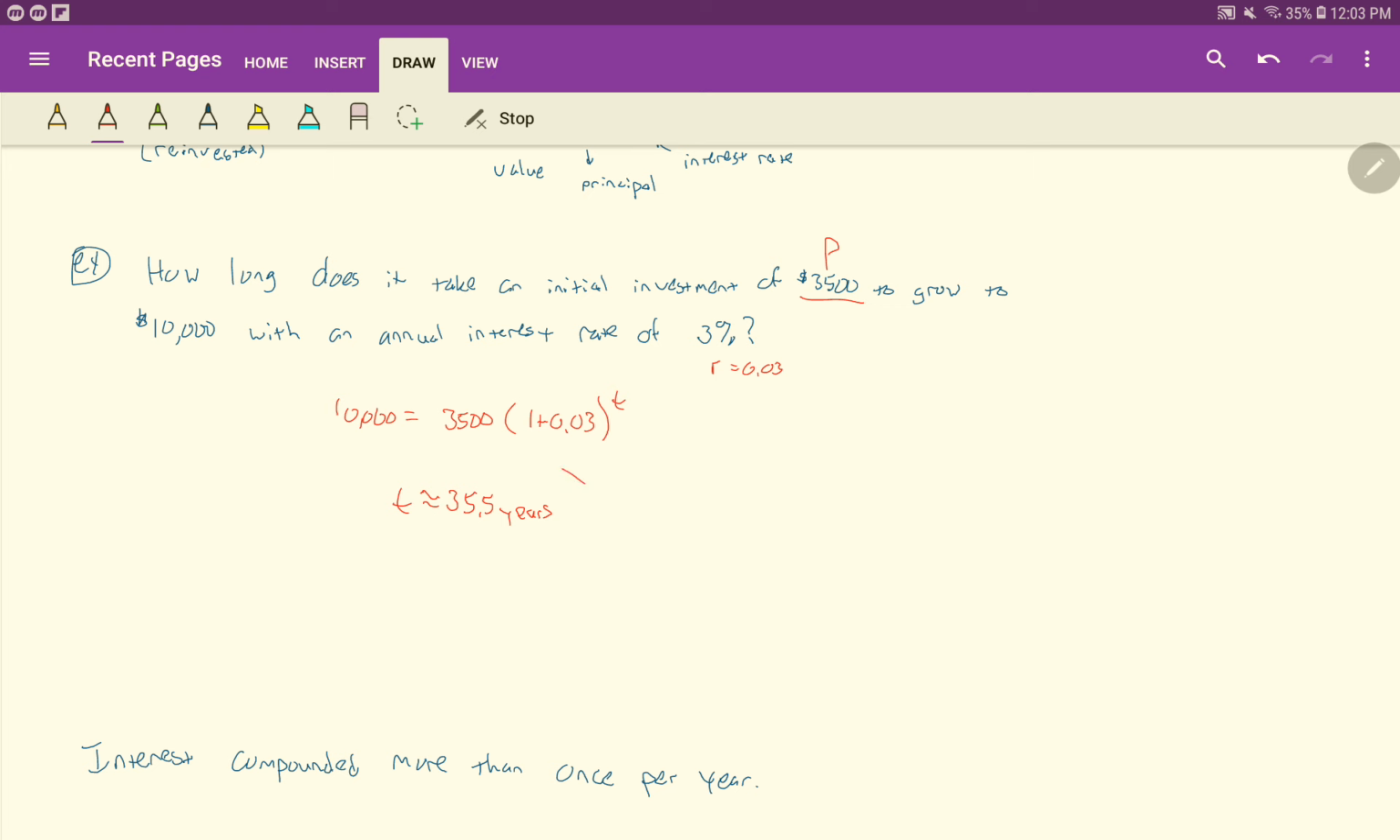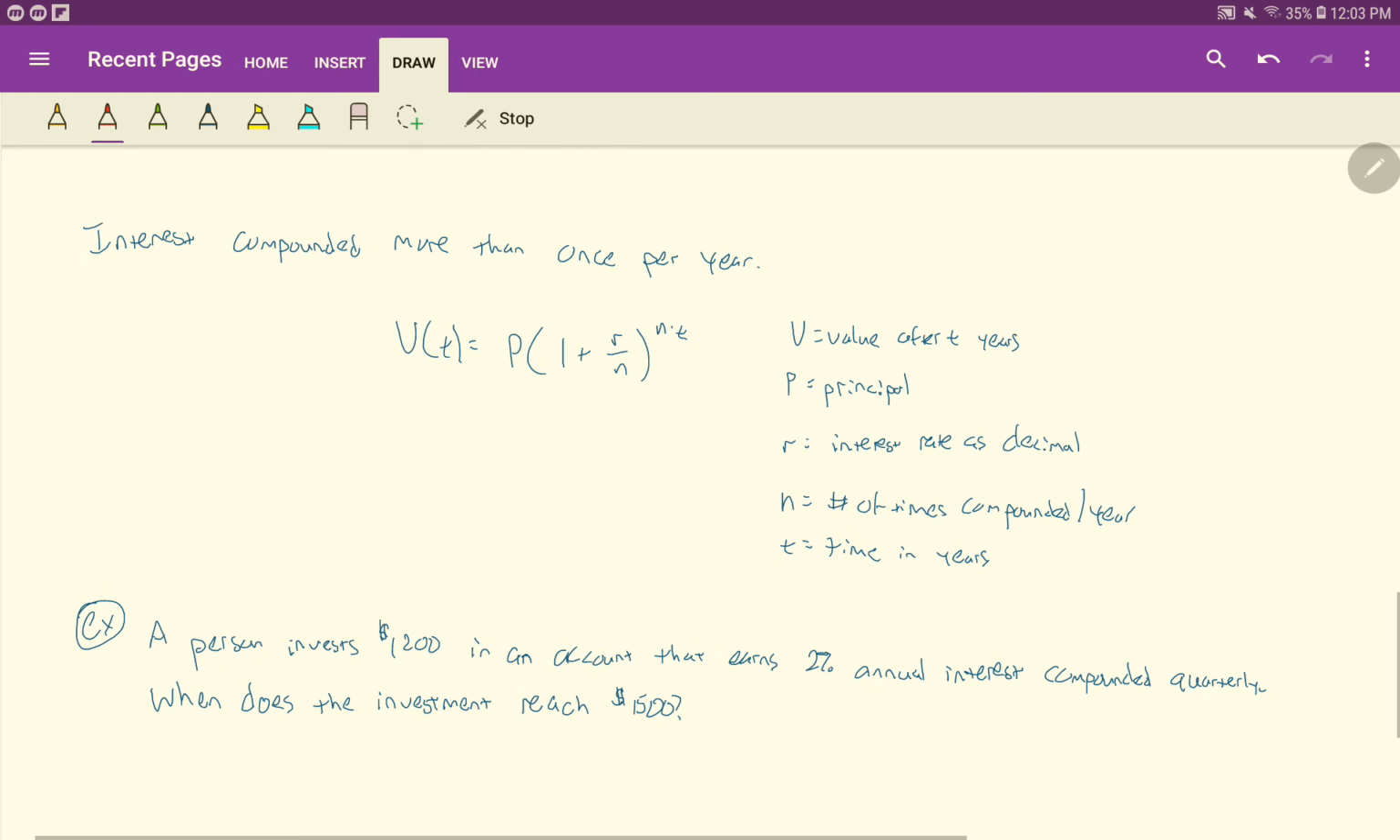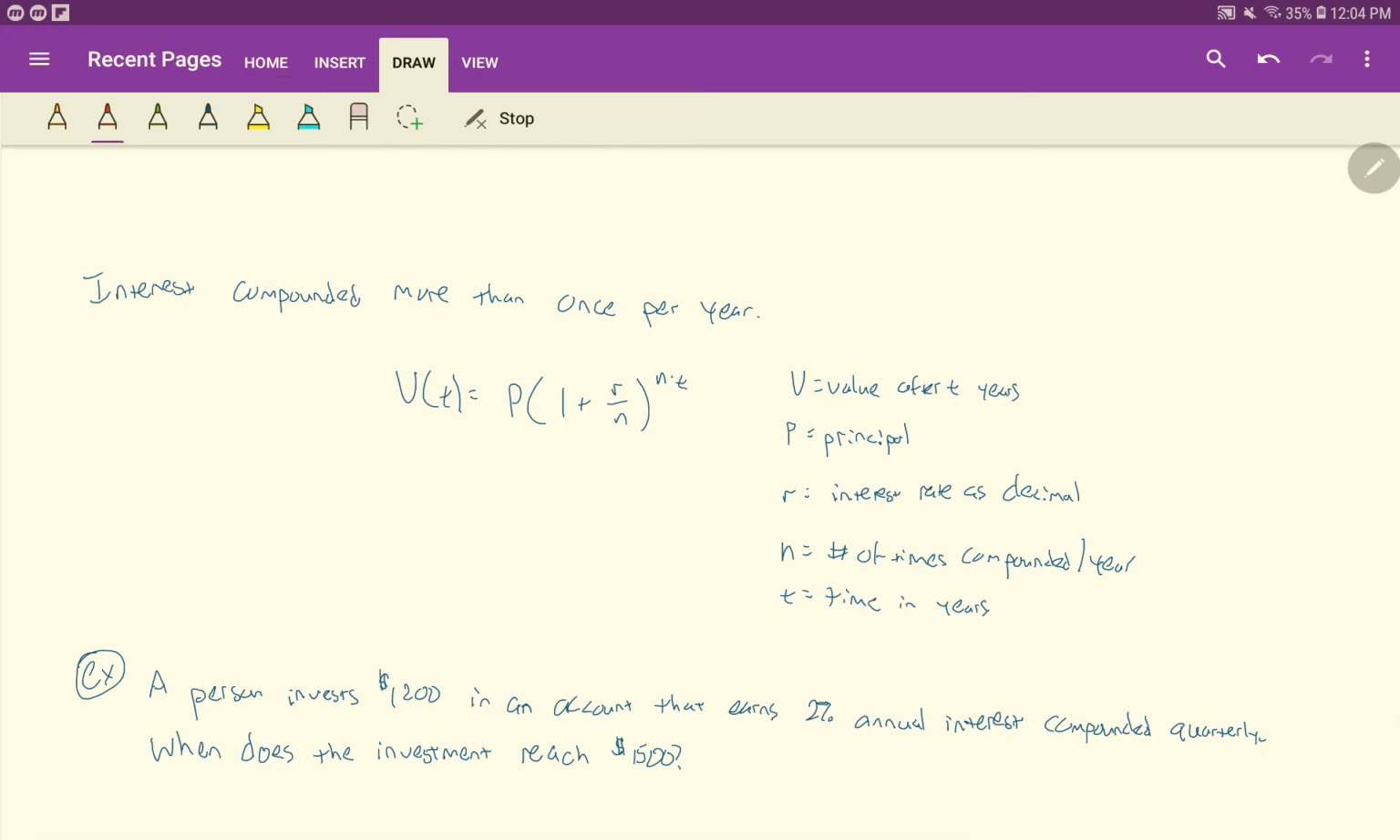Later in this unit, we will figure out how to actually solve this using algebra, but for right now, this is the best we'll be able to do. Okay? All right, so let's look at one more formula I've got for you guys. So what if we have interest that's compounded more than once per year? Okay, so we can adjust our formula here.